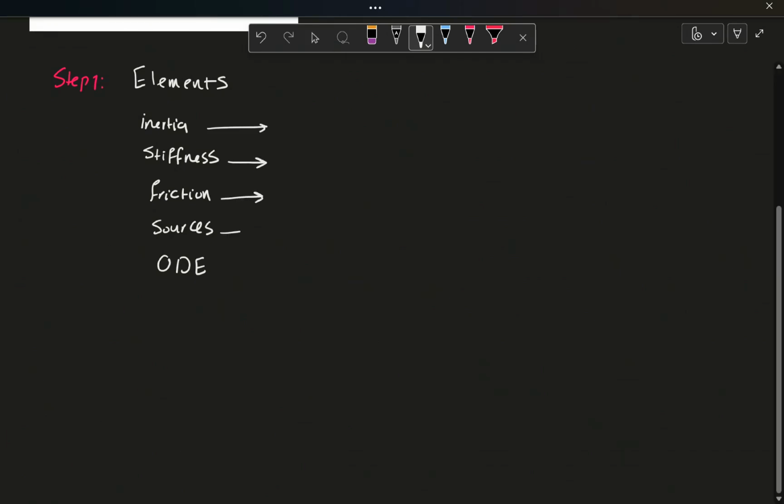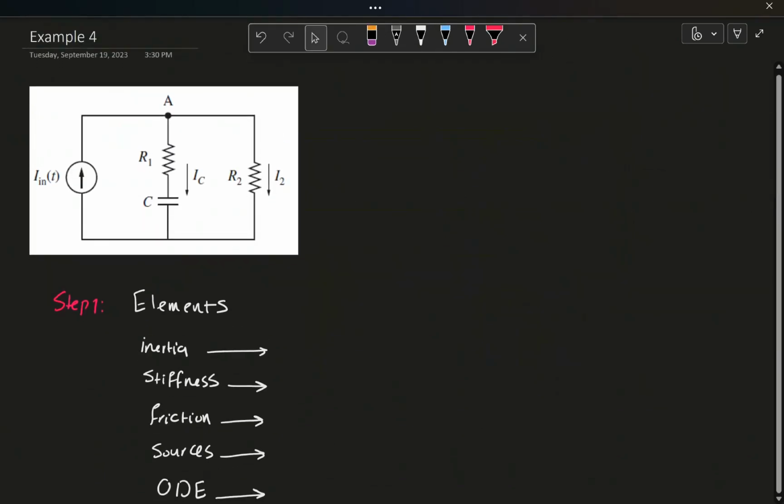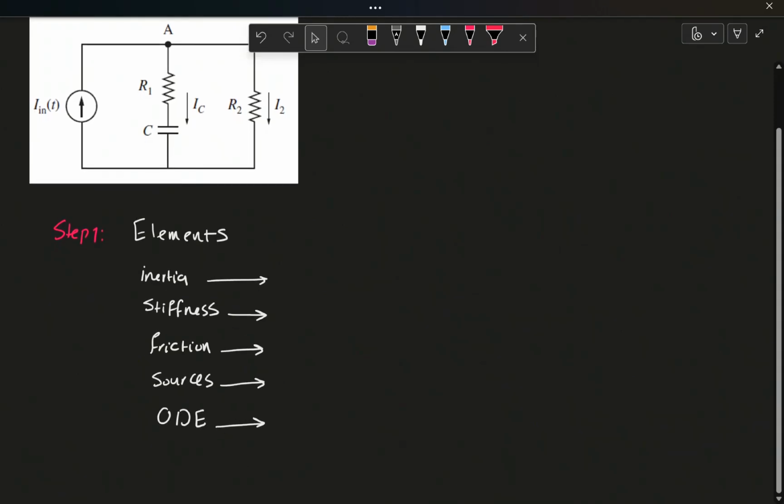Help me out here. How many inertia elements do we have in this system? Well, in electrical systems, your inertia element is your inductor. You see that? You do not have an inductor in this problem. So the number of inertia elements is in fact 0.